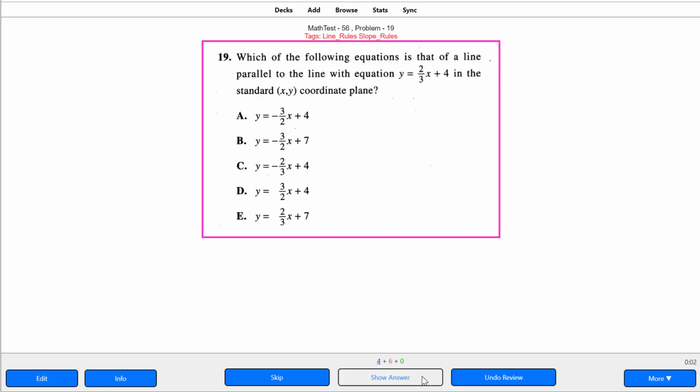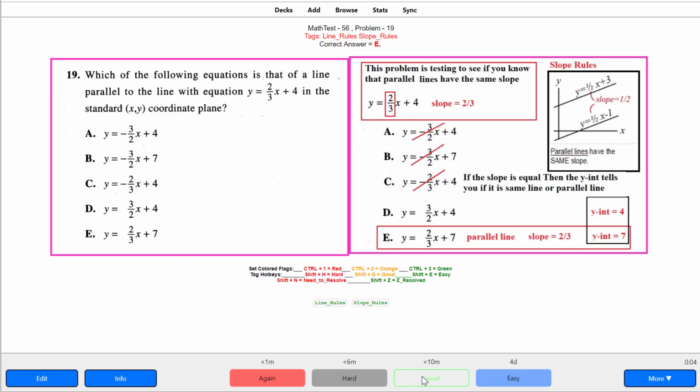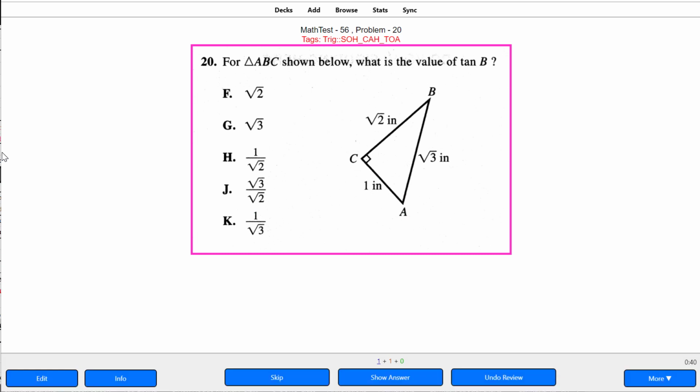In problem 19, they're showing these equations, and then they give us the equation y is equal to 2/3 x plus 4. Which one of these lines is parallel? What they're saying is which one of them has the same slope. Parallel lines always have the same slope. They may have a different y-intercept. Now, we've got a positive 2/3, so we can cross out A, B, and C. The only one that could be possible is answer E. It's 2/3, has the same slope.